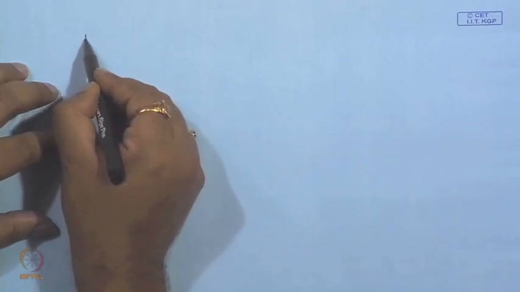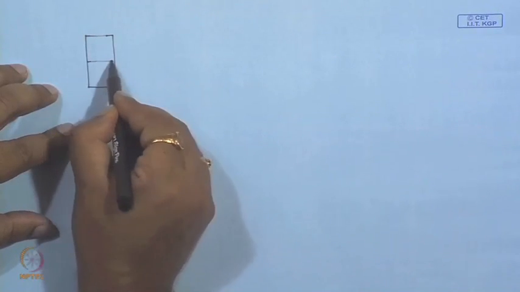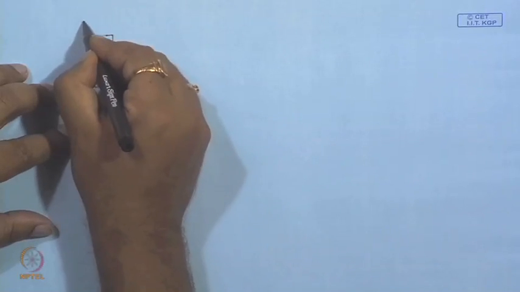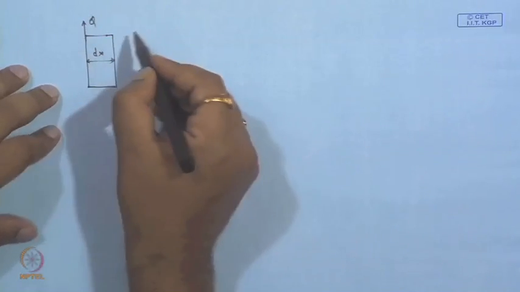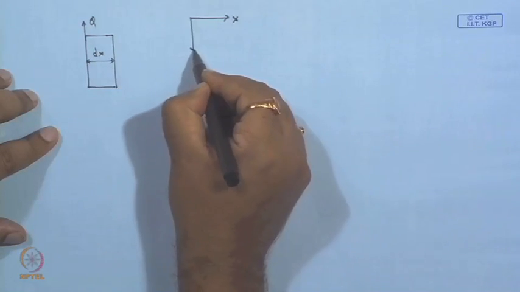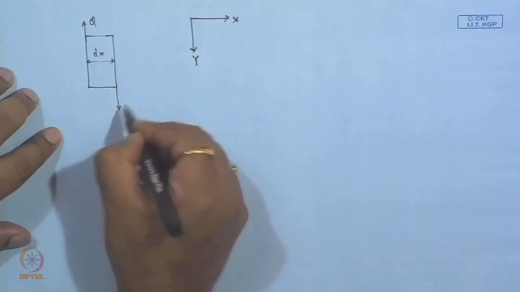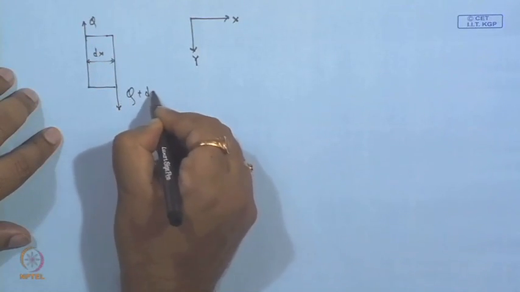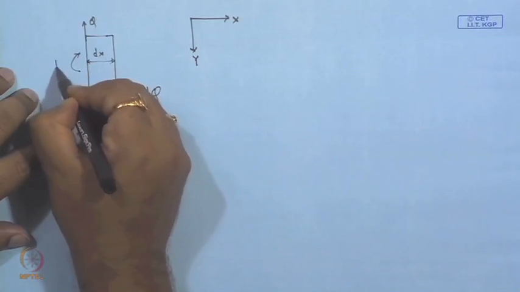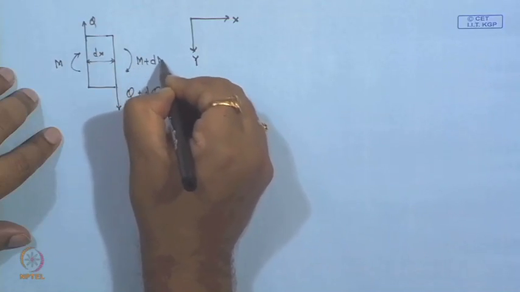Next, how to solve this beam equation. Suppose again we draw the same element of dx, this is q, and here I draw the x axis coordinate system, this is the y axis, and then the shear force in the downward direction on the right side is Q plus dQ, and the moment on this side is M plus dM.